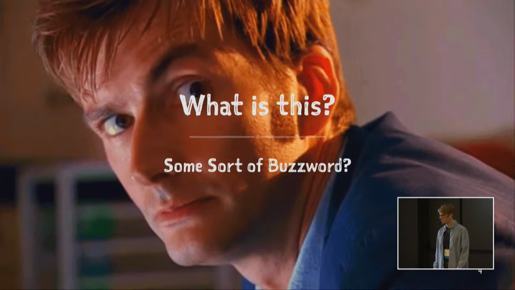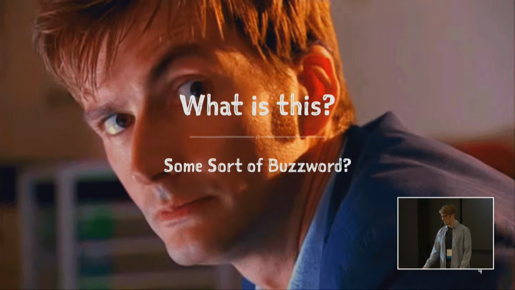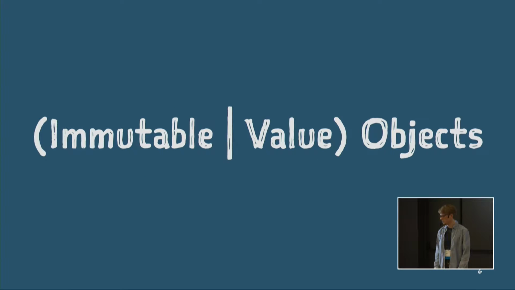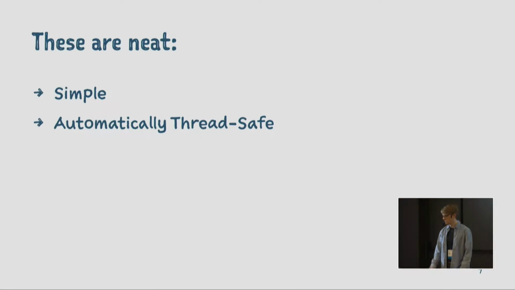So back to live objects. What is this? Let me answer that by explaining what they are not. They are not immutable or value objects. You might have heard about them. With the rise of FRP, functional reactive programming, these are preached in our communities. And for sure, they are neat. They are simple, and they are automatically thread safe. And depending on your tech stack, you have some more advantages, but in the end, I think they boil down to simplified reasoning, so the first point on the slide.